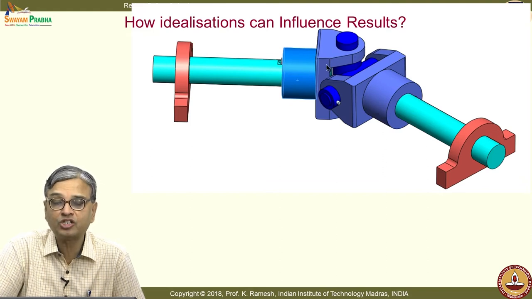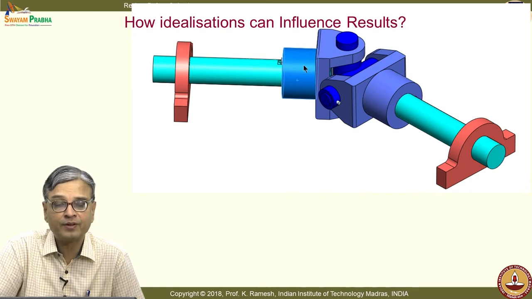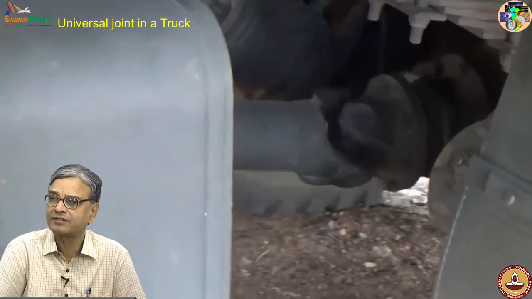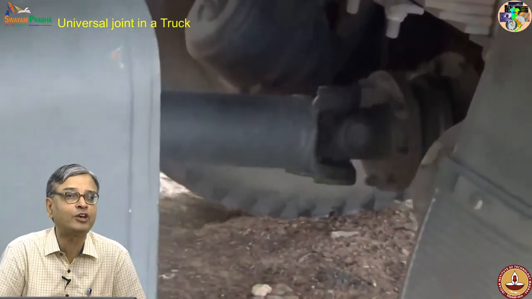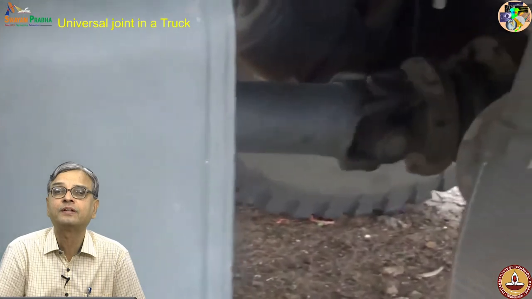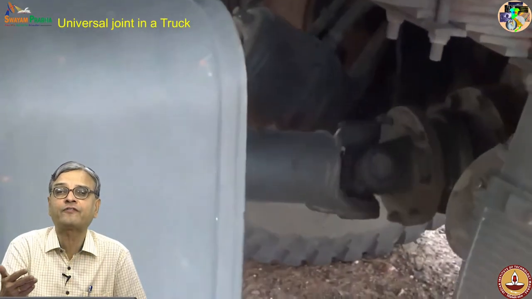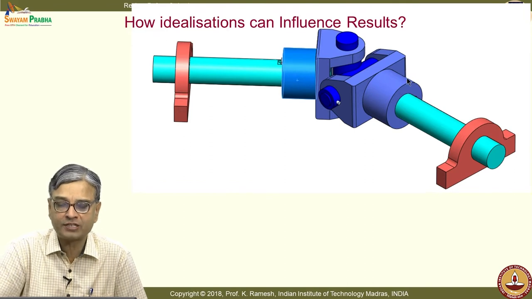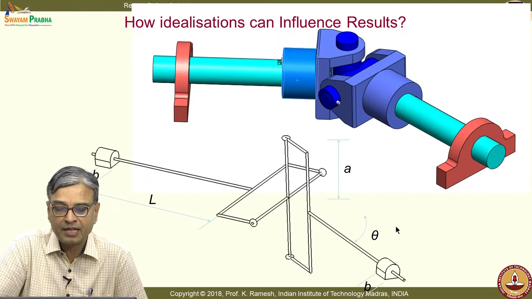And this is a universal joint. If you look at the bottom of a truck, you will have this. From the engine, the rear wheels are driven through this universal joint. It's very prominently seen in trucks. You have a look at it. You learn engineering only when you look at systems around you. So, you need to transmit torque from one axis to another axis. A simplified model was taken up in Crandall and Dahl, and they have analyzed it.